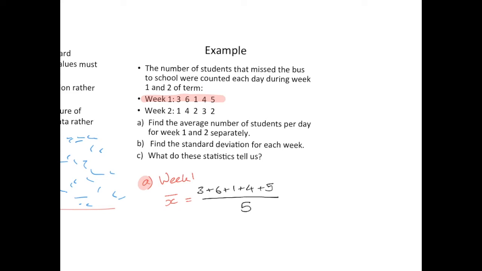Is everyone okay? Beautiful. Well, I just look at that. It's 19 on the top, I believe. Tell me if I'm wrong. 19 divided by 5 is about 3.8. Beautiful, thank you. And of course you can use GDC. And then for over here, week 2, we do the same thing. 1 plus 4 plus 2 plus 3 plus 2, I think that's right, over 5. What do you get? 12? 12 over 5 is 2.4. Beautiful. So is everyone okay?